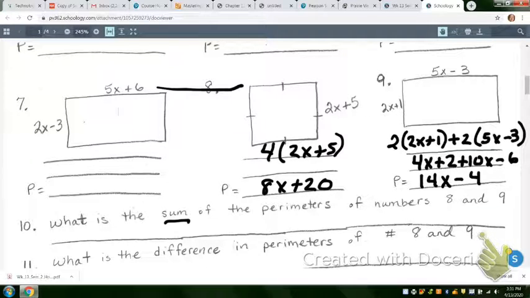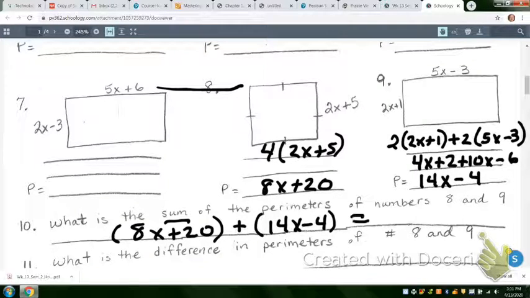To find the sum of those two, remember sum means to add together. So I want to add together 8x plus 20. That's your answer for 8. And my answer for 9 is 14x minus 4. So all you have to do to get the final answer is put your x's together and your constants together. This is a plus sign, so nothing changes. You just add the x's together, put your constants together, and that will be your final answer.